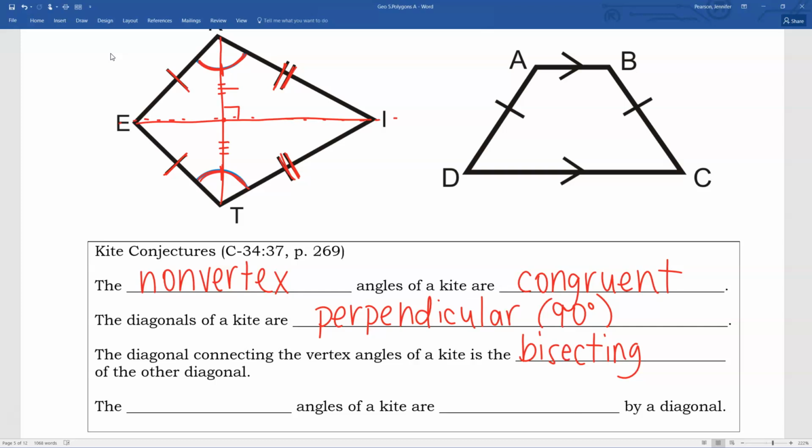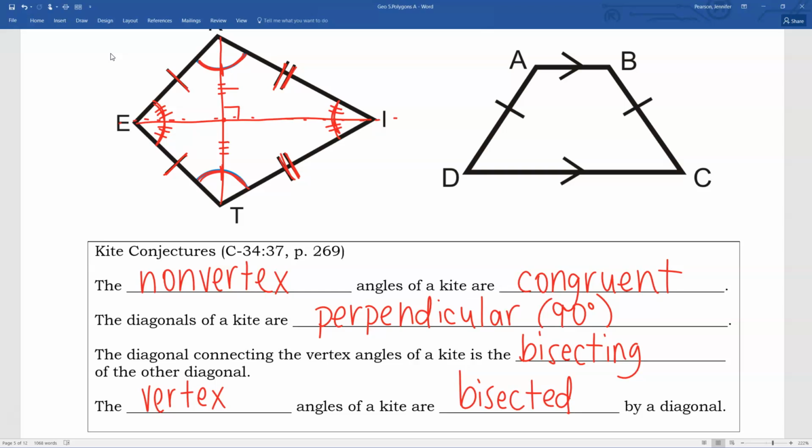Bisecting. The blank angles of a kite are blank by a diagonal. The vertex angles, so in this case that's E and I, the vertex angles of the kite are bisected by a diagonal. And so again, that's cut in half. So if I look at this angle I right here, that means the half here, I'll give him a 2 mark, and the half here, they are the exact same size. Same thing over on E. The half here, we'll give him a 1, 2, 3, is the same as the half here. We'll give him a matching 1, 2, 3.